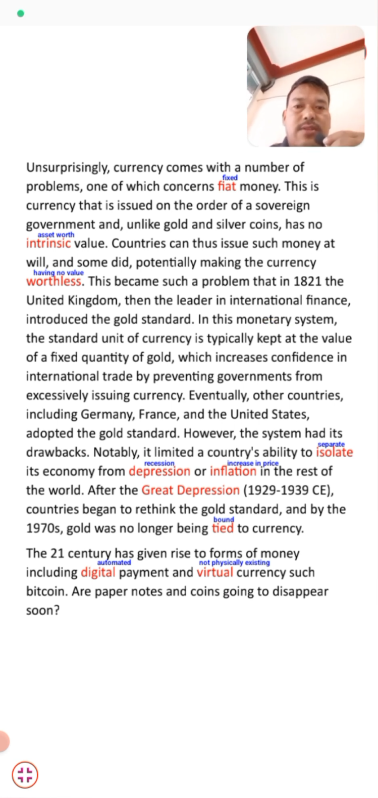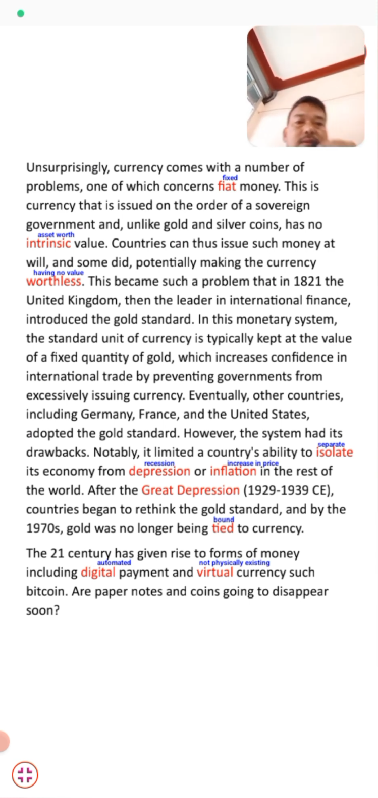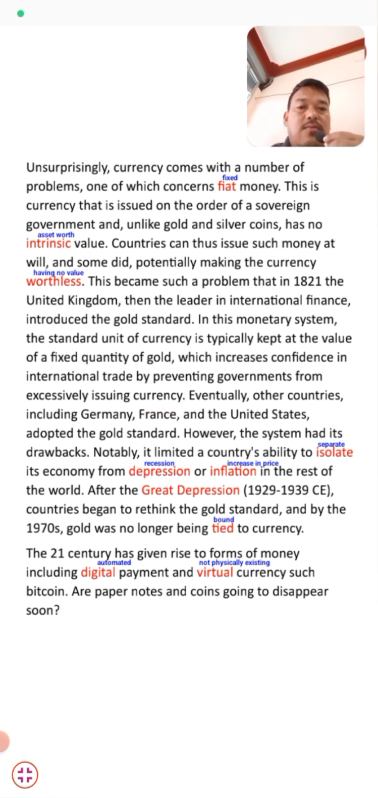In this monetary system, the standard unit of currency is typically kept at the value of a fixed quantity of gold, which increases confidence in international trade by preventing governments from excessively issuing currency. Yes, in this monetary policy, students, the currency is usually based on a certain amount of gold.